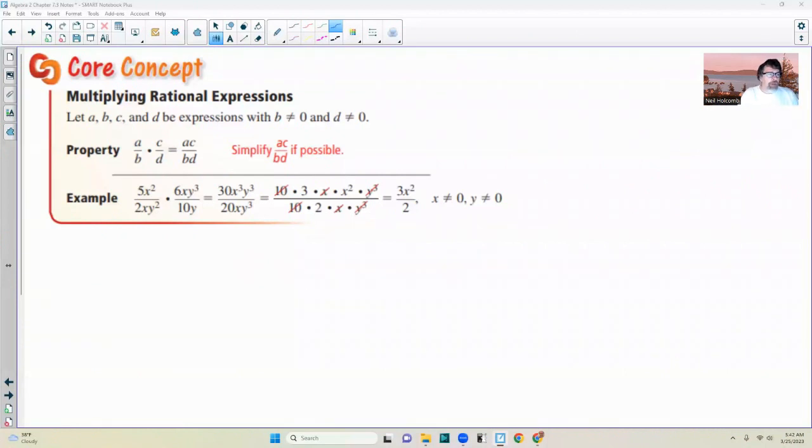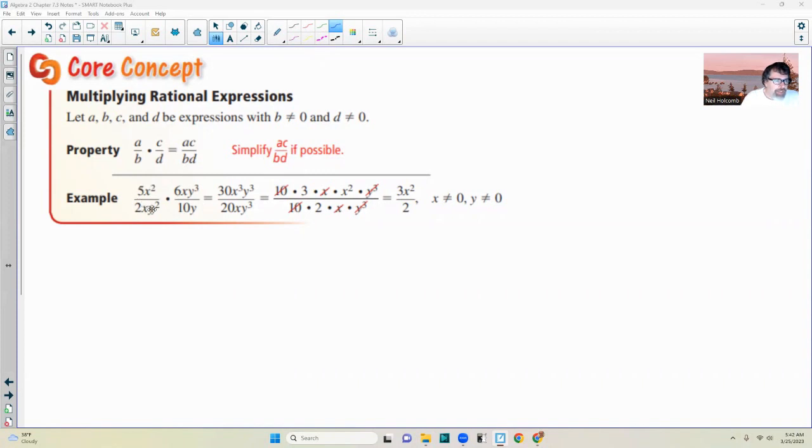Okay, so now we have a core concept, multiplying rational expressions. Let A, B, C, and D be expressions where B and D are not 0 because they're in the denominator. So A over B times C over D equals AC over BD. Simplify AC over BD if possible. In this situation, obviously it's not. And then here's an example.